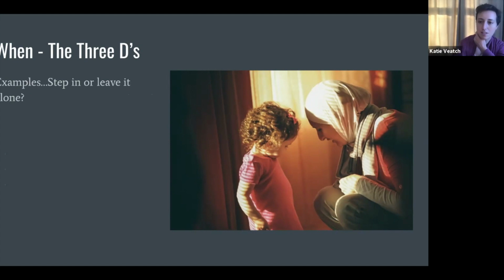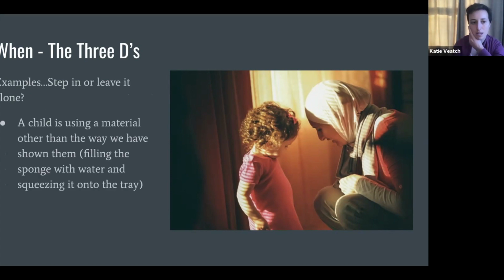So let's think of some examples. Will you run through these examples with me? I have some for you. So this is something we've gone over. If a child is using a material other than the way we've shown them, if they're filling the sponge with water and they're squeezing it onto the tray instead of into the bucket, would you intervene or would you leave it alone? Give me a thumbs up to intervene and give me a thumbs down to leave it alone.